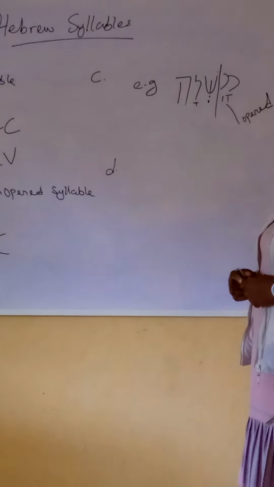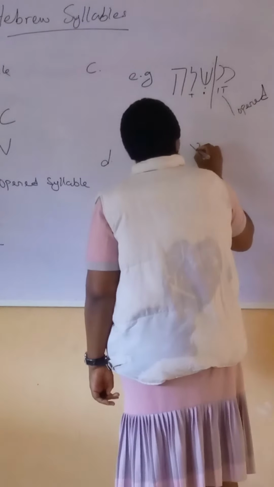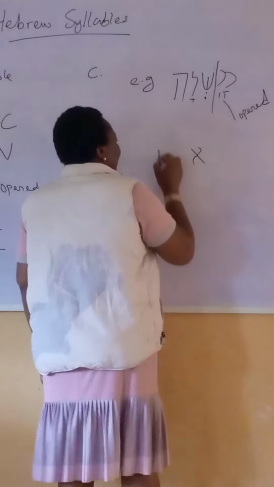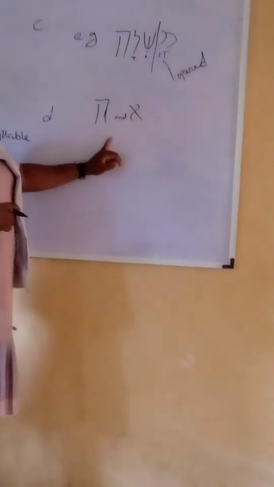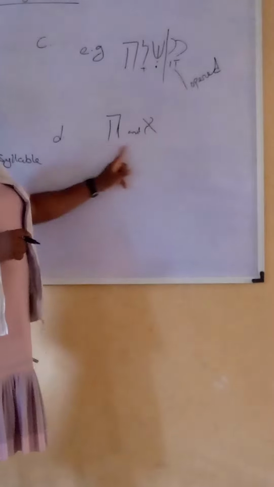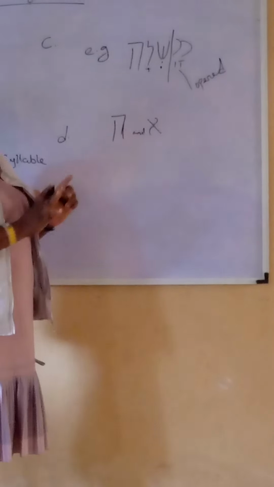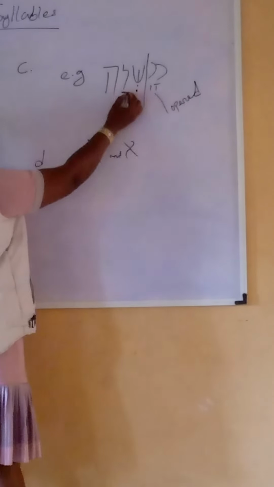Okay. A syllable that ends with aleph and a vowel. Any syllable that ends with aleph and a vowel is an open syllable. So what type of syllable is this one? It's an open syllable also.